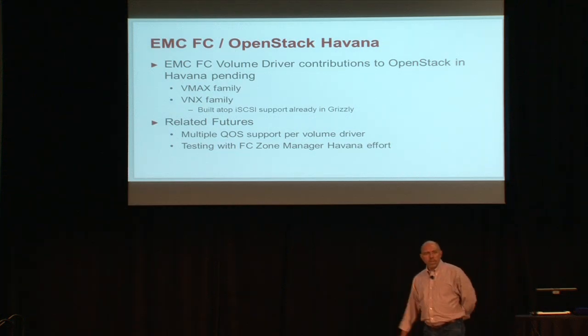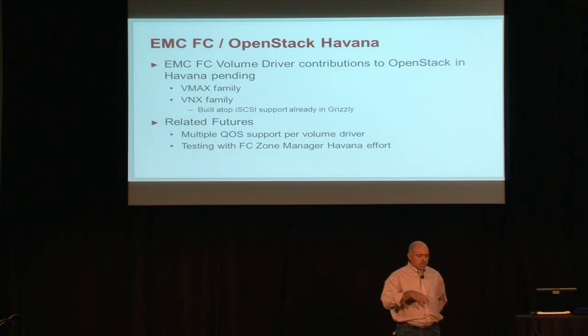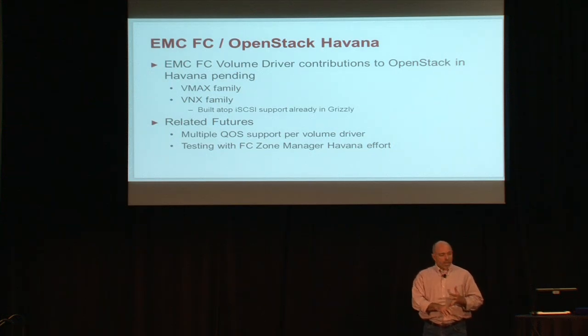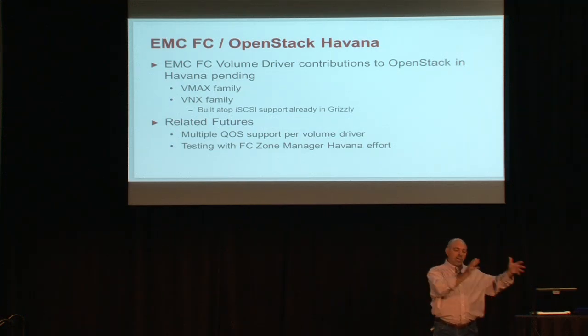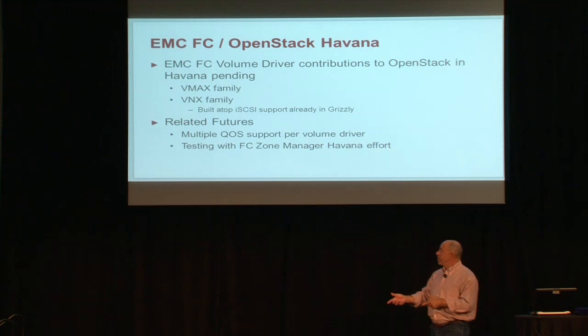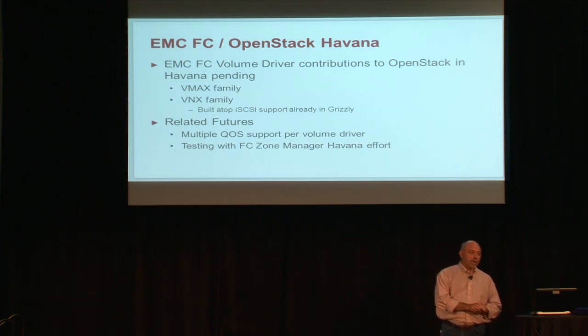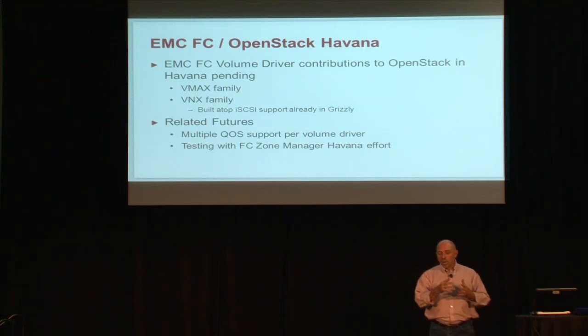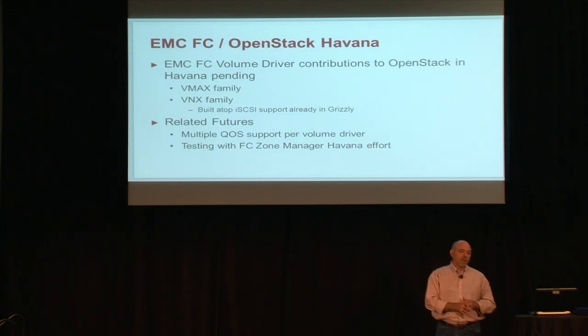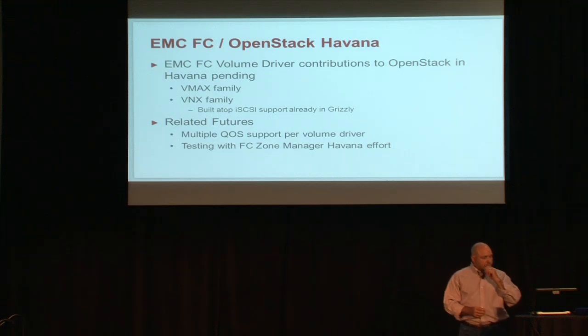Okay, so in Grizzly, EMC completed its iSCSI integration for VNX and for VMAX. And what we've done is we've simply built on top of that to include Fibre Channel capability that didn't quite make it into the Grizzly release, but will be there in the Havana timeframe, both for VMAX and VNX. And we'll have a whole host of other volume drivers as well that support the rest of the EMC product family for iSCSI connectivity, at least.